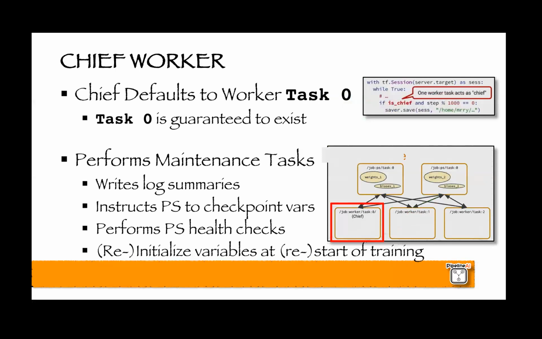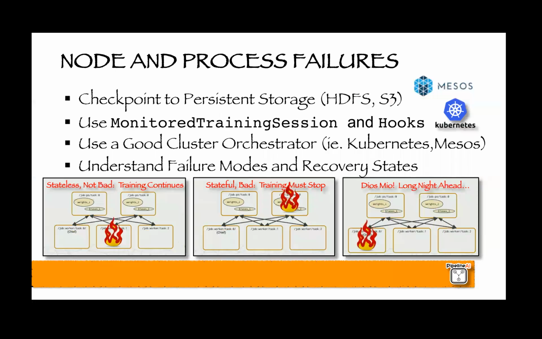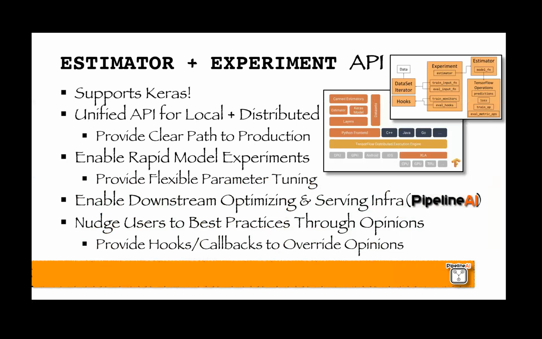I'm going to skip over some of these things. I just think we are going to run out of time, but these are all the failure cases. And also you want to be using this estimator API. There's also the experiment API, which is even higher level than the estimator API and kind of ties everything together. So let's start with the estimator API itself.